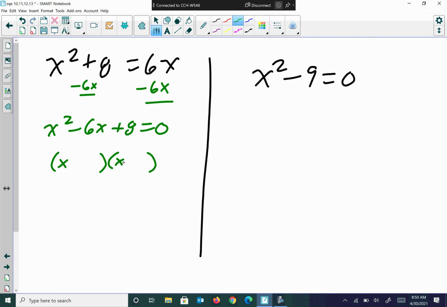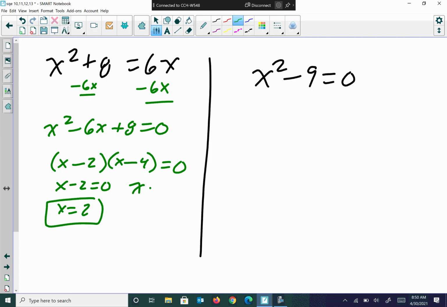Let's see. Two numbers that multiply to give me positive 8 and add to negative 6 are both negative. What factors of 8, both being negative, would add to 6? 2 and 4. Or -2. There we go. And then I'm going to take each of these, set them equal to 0. That one. There it is.